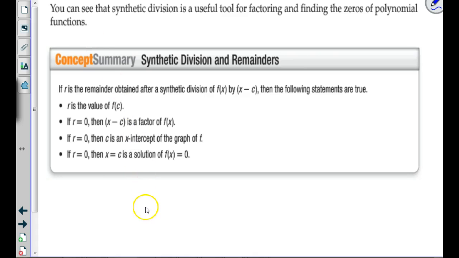All right, so this is just an overview. It says if R is the remainder when you do synthetic division, then R is what you would get by direct substitution if you put it in. If the remainder is 0, it is a factor and an x-intercept and a solution. It's just covering all that vocabulary.